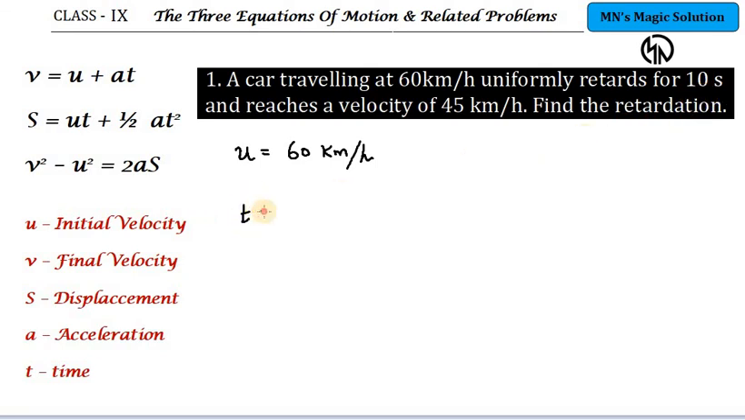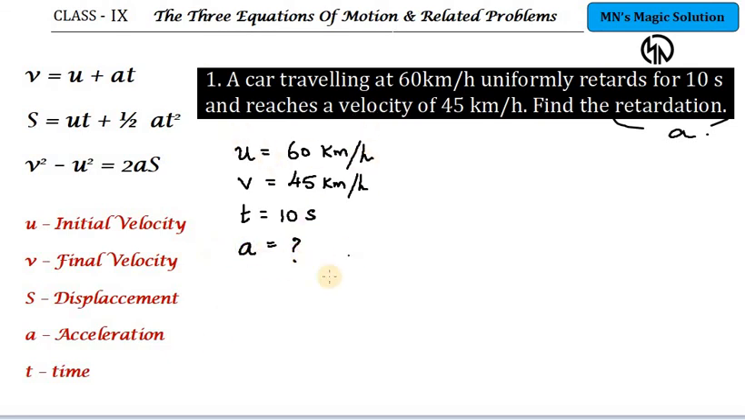So time taken is 10 seconds. And it reaches a velocity of 45 km per hour. When retarding, velocity decreases, so final velocity is equal to 45 km per hour. Please note v is smaller than u here. It is possible because this scenario is retardation. In retardation the speed decreases. Retardation's other word is negative acceleration. So a is asked for.